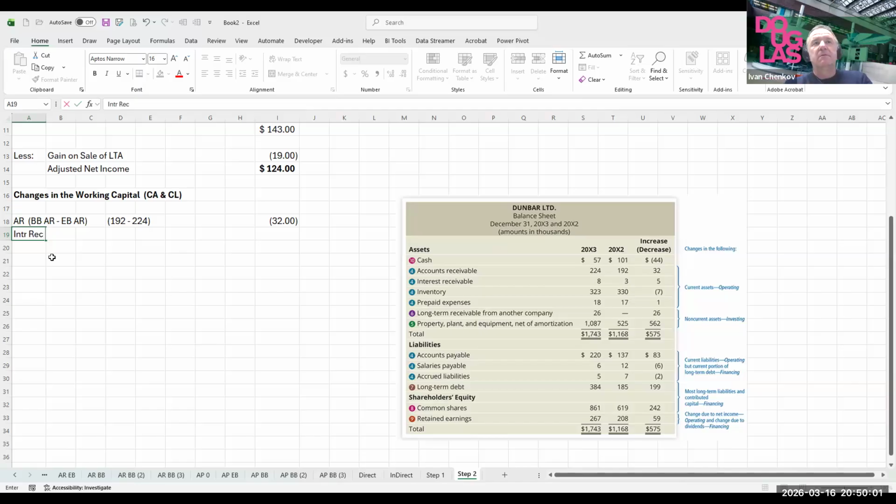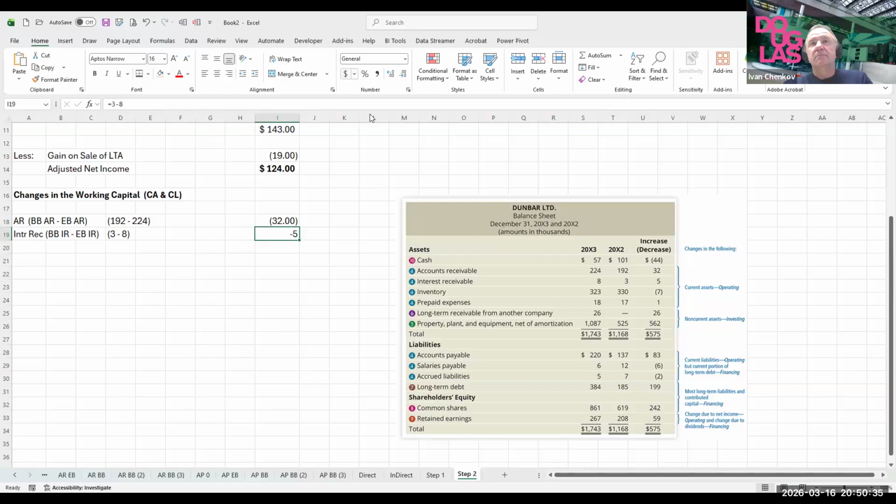I'm gonna do part of the abbreviation here. Again, the same idea. Beginning balance of the interest receivables minus the ending balance of the interest receivables. Where is my beginning balance? Here. In brackets, I have 3 minus 8. Based on the formula, I'm going to have 3 minus 8. That means minus 5.